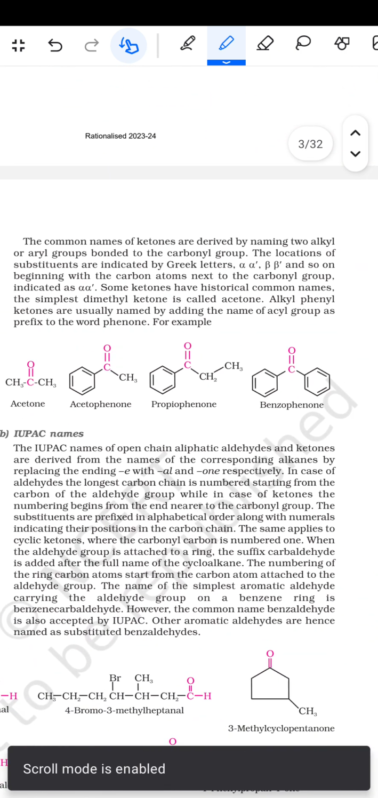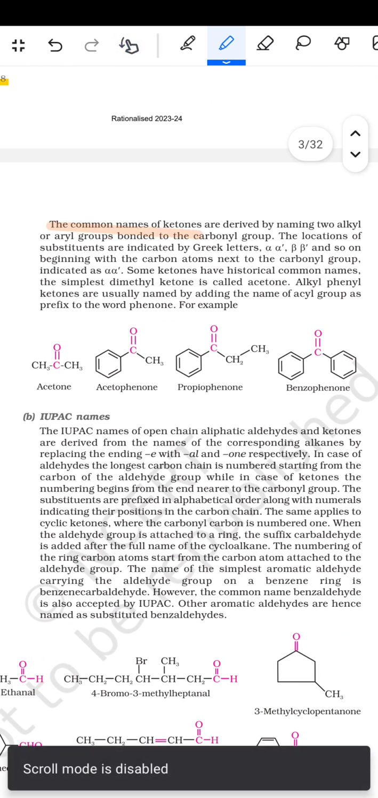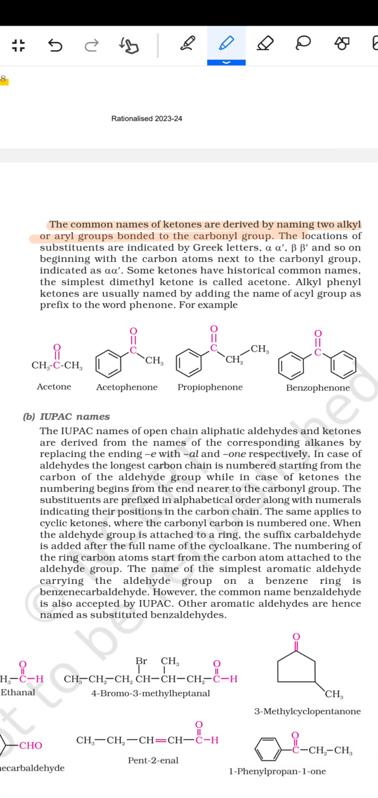Now the common names of the ketones are derived by naming the two alkyl or aryl groups bonded to the carbonyl group. The locations of the substituents are indicated by the Greek letters alpha, alpha dash, beta, beta dash, and so on, beginning with the carbon atoms next to the carbonyl group, indicated as alpha alpha dash. Some ketones have historical common names. The simplest dimethyl ketone is called acetone.